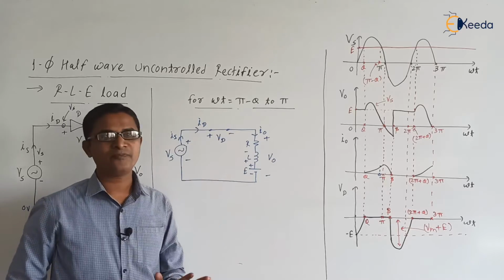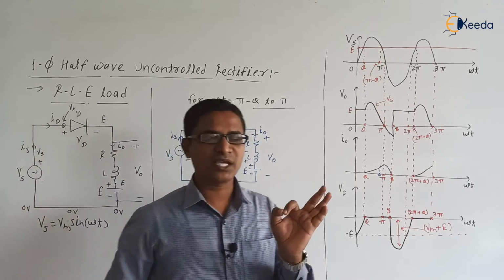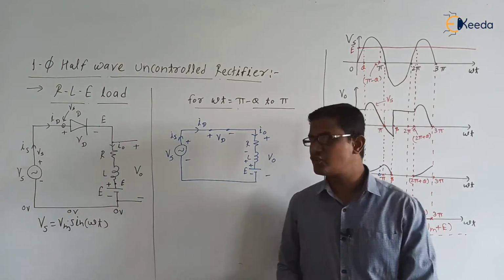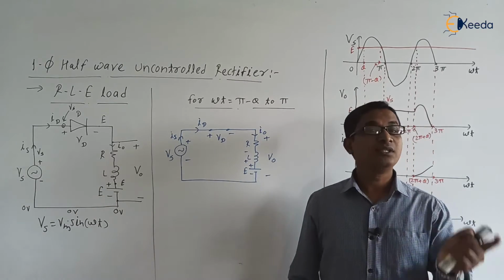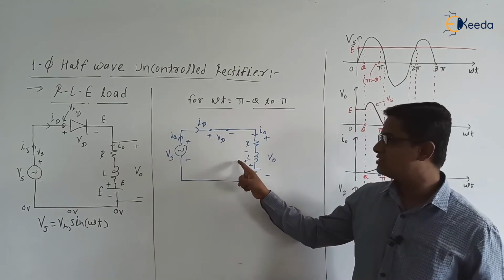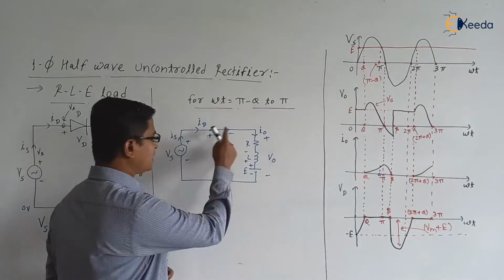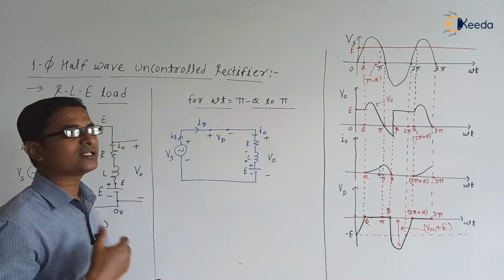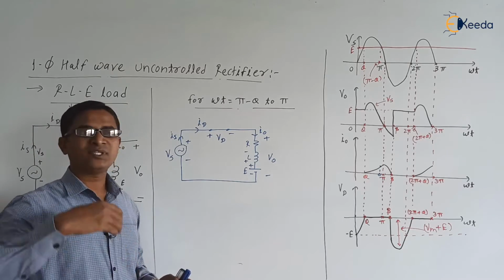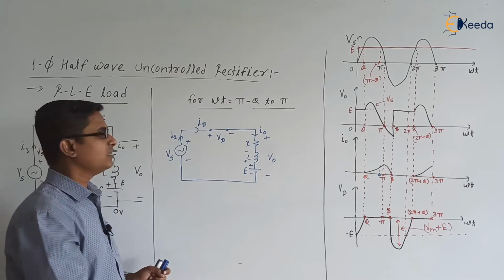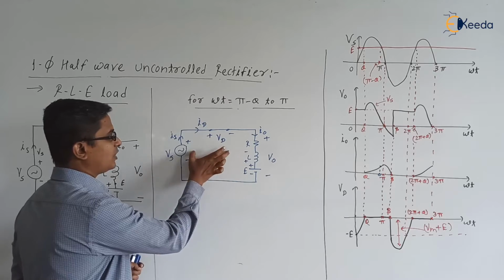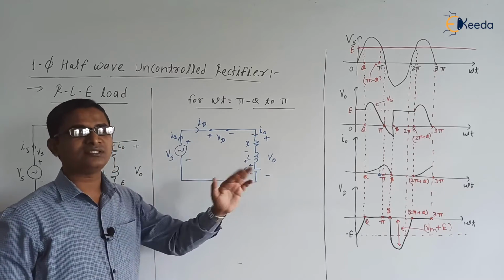After pi minus theta, even though Vs becomes less than E, our diode will still be in the forward bias mode. This is due to the energy released by the inductor. Are you getting the point? During this interval the inductor is releasing the energy, so can we say the current is decreasing, right? But here we have assisting voltages, so the current is changing slowly.